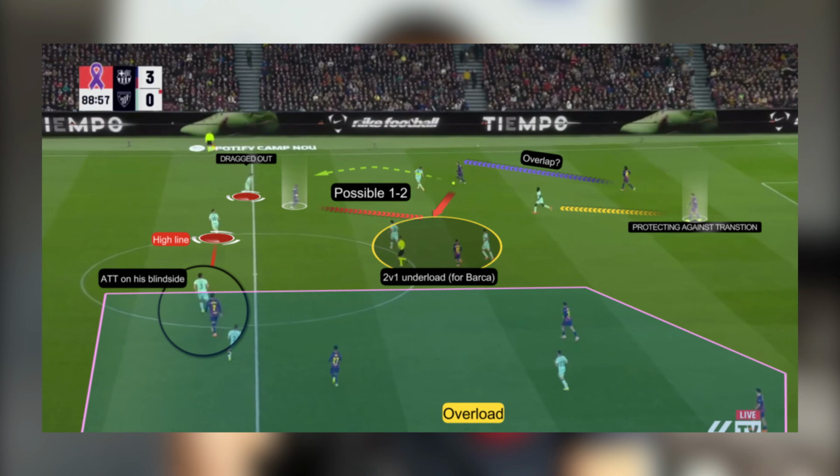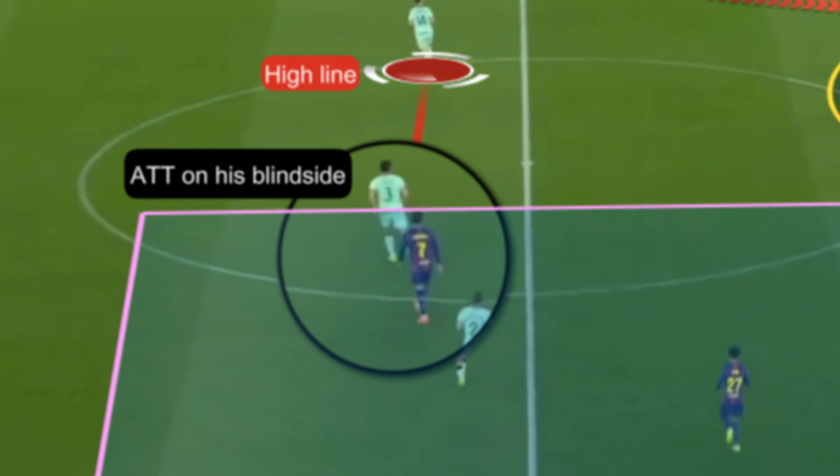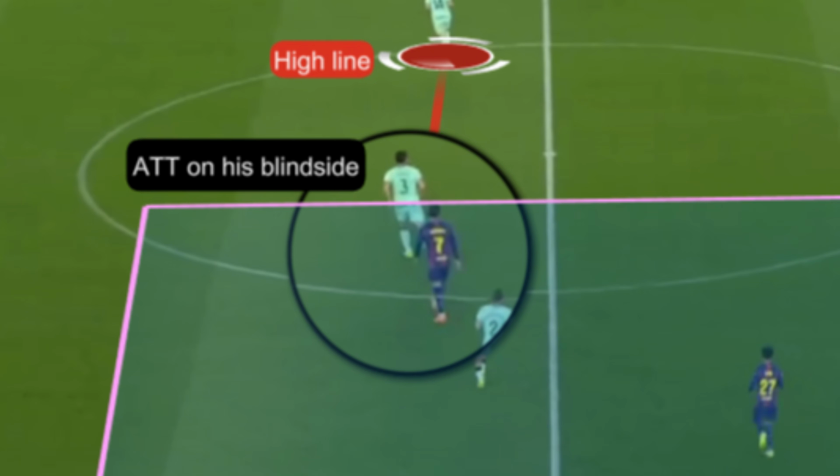So there's an overload on this near side, but what is that telling us? Why is that important? It shows us where our spare man is, and it shows us the zone that Barcelona should look to play to next to try and progress the attack. And then let's hone in on the details a little bit. Here we see that the Barcelona attacker is on the blind side of his defender.